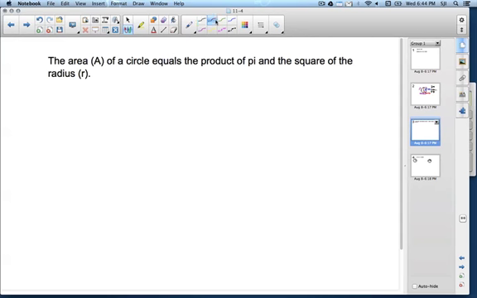So let's get started. In order to find the area, A, of a circle, it's equal to the product of pi and the square of the radius, r. So that's the formula written out in words to find the area of a circle. The formula is area equals pi times radius squared. So that means you have to take the radius of the circle, square it or multiply it by itself, and then multiply it by pi, either 3.14 or 22/7.